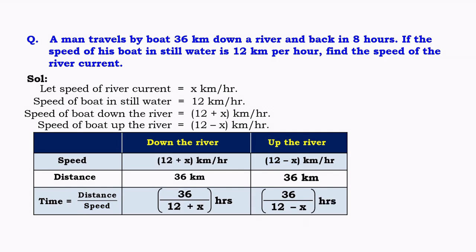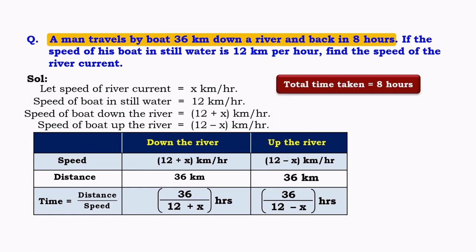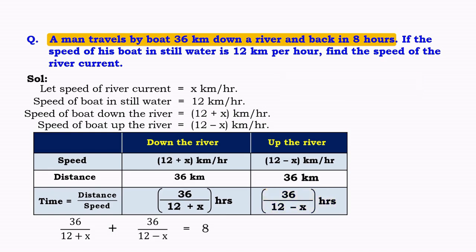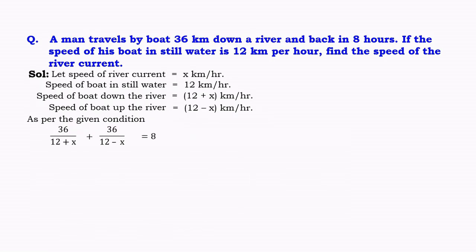Now, let us read the condition given in the question. The boat travels 36 kilometers downstream and comes back in a total of 8 hours. This means the downstream time plus the upstream time is equal to 8 hours. Therefore, according to the given condition, 36 divided by 12 plus x plus 36 divided by 12 minus x is equal to 8. Now, let us simplify this equation to find the speed of the river current.